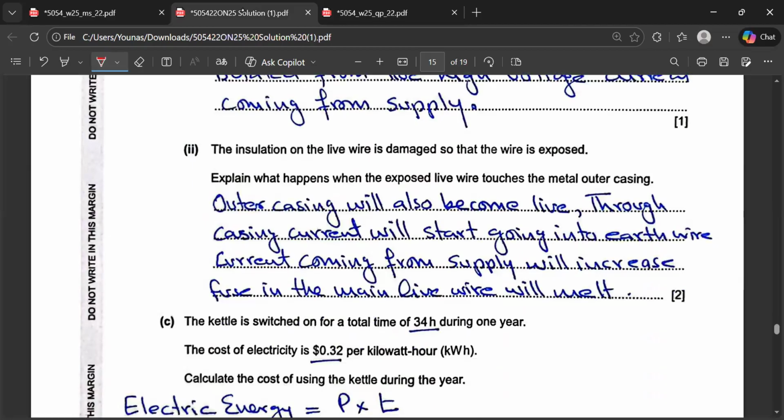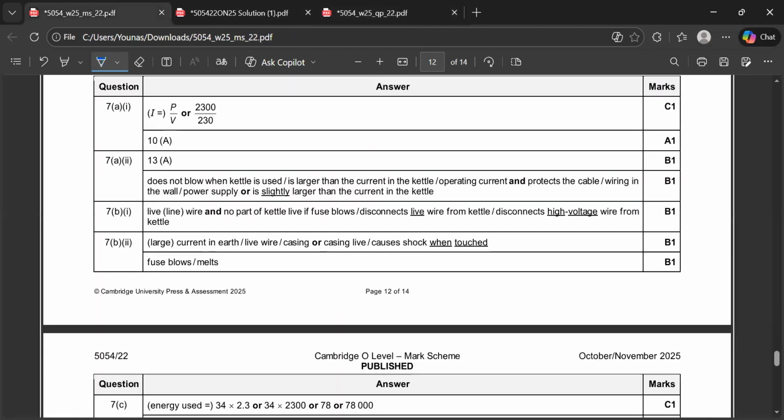Outer casing will also become live through casing. Current will start going into the earth wire. Current coming from supply will increase. Fuse in the main live wire will melt. Okay. And what will happen?